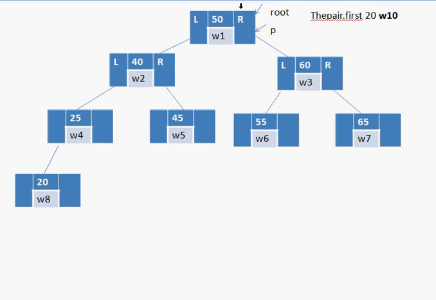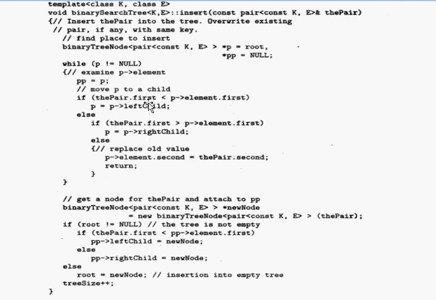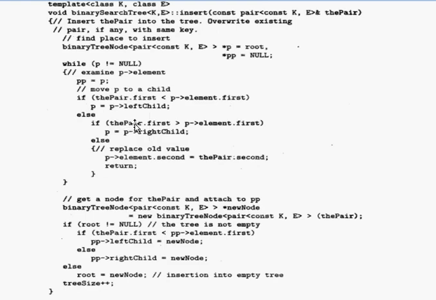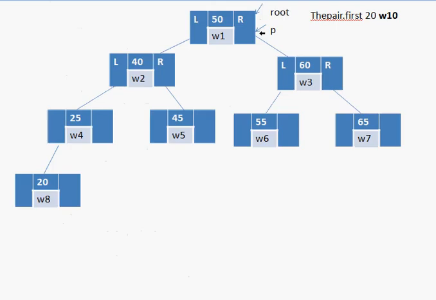Now we check whether the pair dot first is less than p element dot first. What is in the pair dot first? You have 30, and 30 is less than p element dot first, because p element dot first has the value 50. So your search is in this region. This is true, so p should be made p's left child, so make it point to the left child of p. If this is where p points, the left child of p would be here. So here p should point.